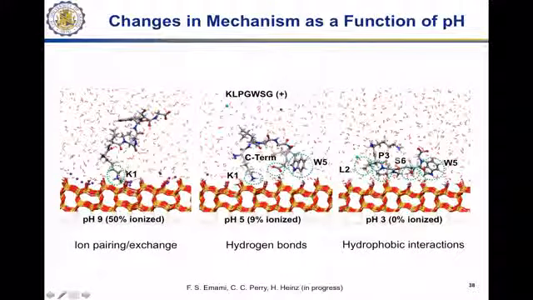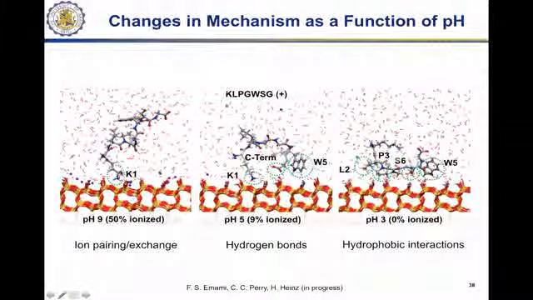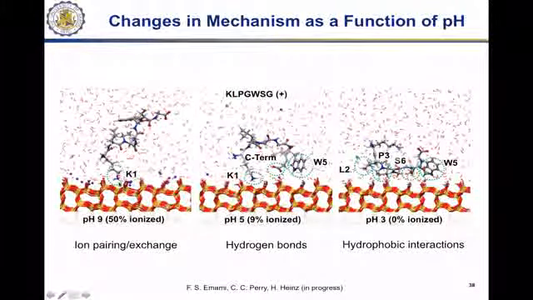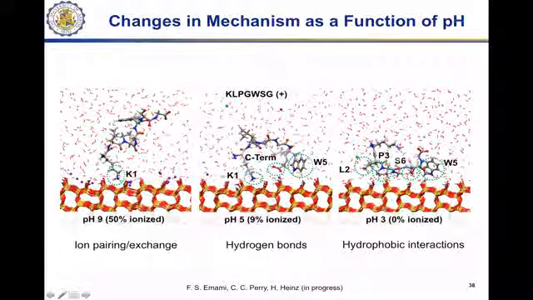So, for example, if you look at specific adsorption of peptides, then we may have, at pH 9, ammonium groups like here, where the lysine group is binding very strongly to the surface through ion pairing.